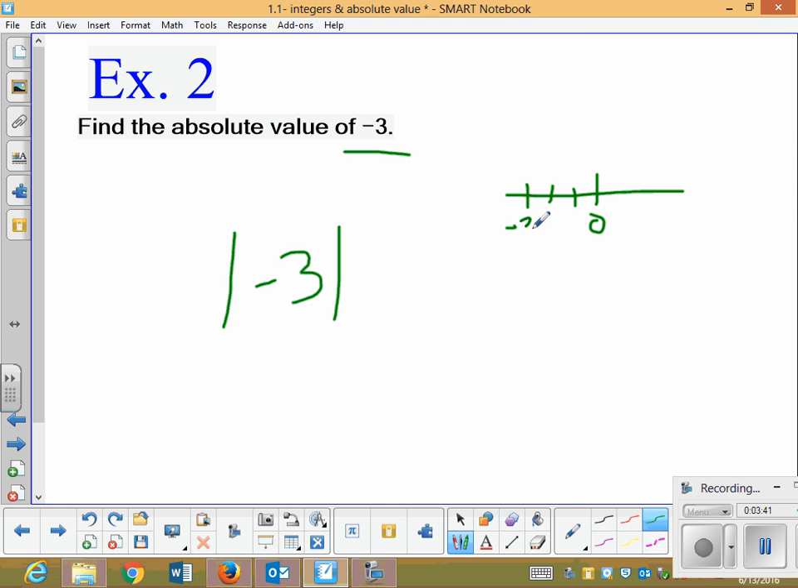And then I'm going to ask myself, how many units is -3 away from 0? That's 1, 2, 3. And since it's 3 units away from 0, I'll say my answer is going to be 3. Again, an absolute value is always, always going to be positive because it's the distance that number is away from 0, and that's 3 units.